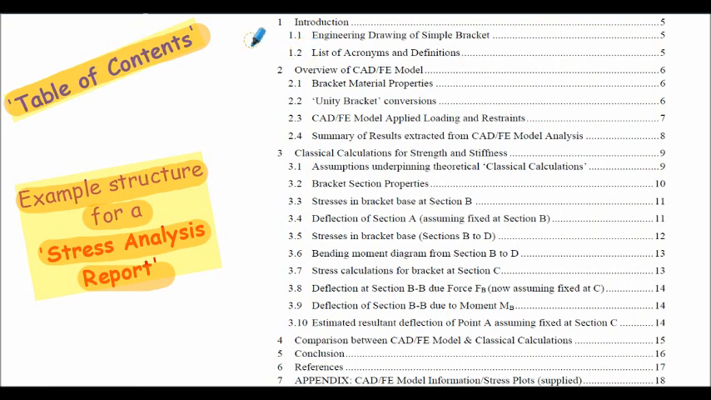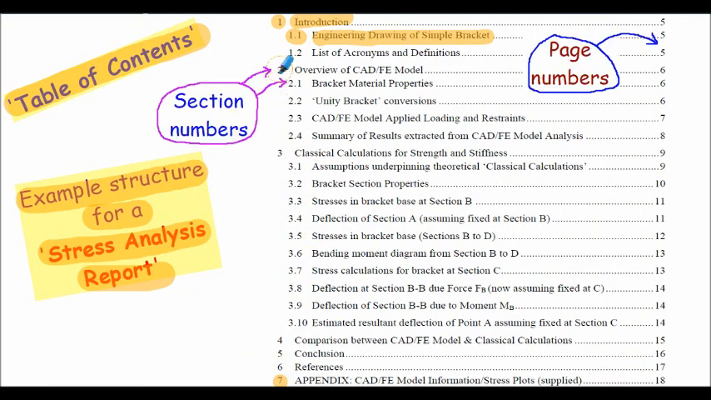The table of contents commences with main section heading 1, which is the introduction. Subsection 1.1 is the engineering drawing of the simple bracket, and we have up to section 7 contained within the report. Notice on the left hand side of the table of contents we have section numbers, main heading section 2 here, subsection heading 2.1, and on the right hand side we have the page numbers.